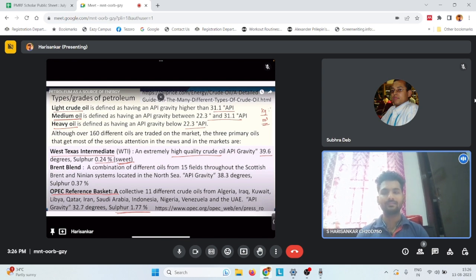And usually we use West Texas Intermediate and Brent and this OPEC reference basket. These are usually used as reference crude oils. And these reference crude oils have a huge impact on how the price of crude oil will be for that day. So usually these three are used as the reference for pricing of crude oil.